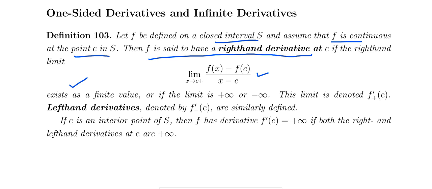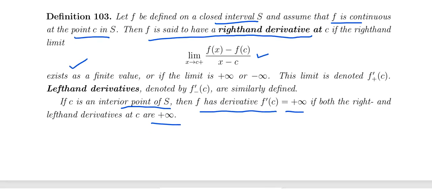The formula does not change, but for the right hand limit and the left hand limit the function can be different, and we substitute that and proceed. If c is an interior point of s, then f has a derivative f dash of c equal to plus infinity if both the right hand and left hand derivatives at the point c are plus infinity. If both are plus infinity, the derivative is plus infinity.